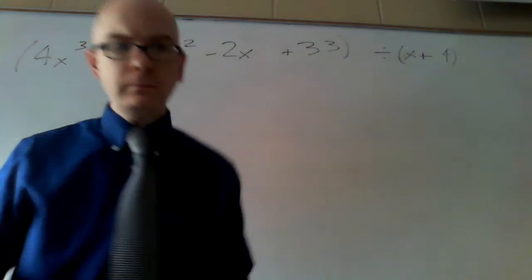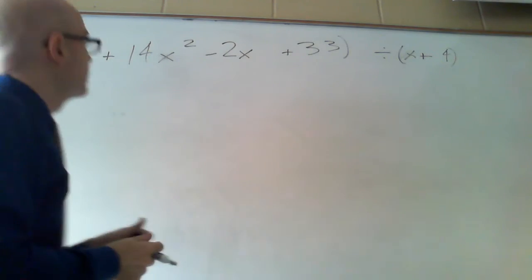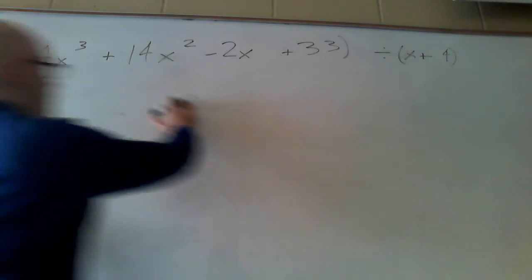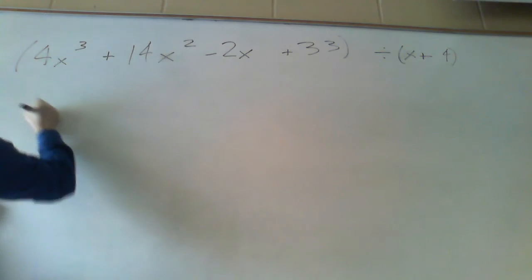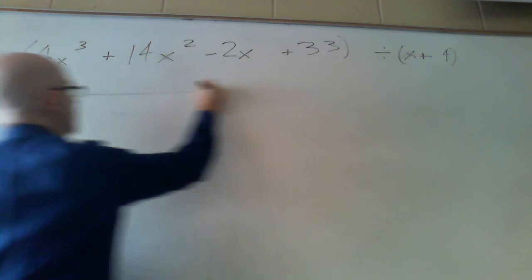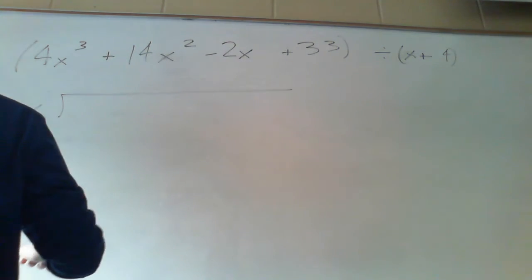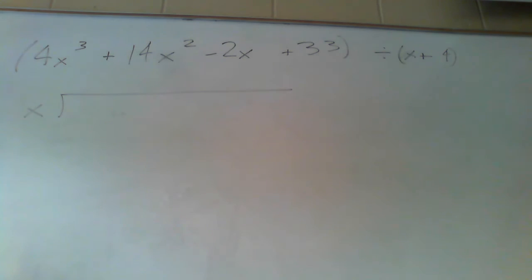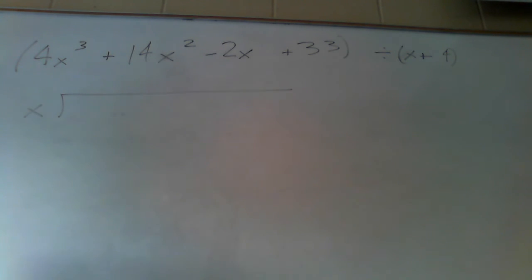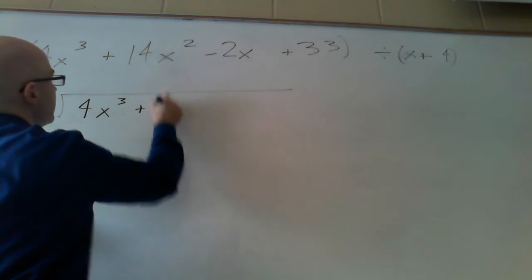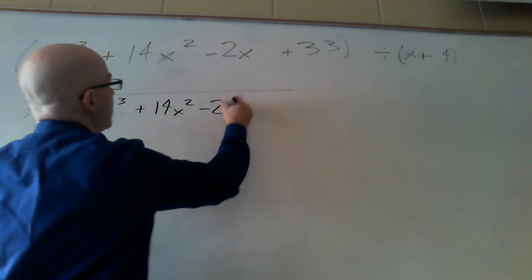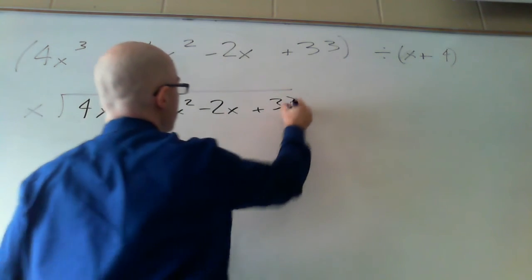All right. So this is where things get a little bit new. So I've got this polynomial here, and I'm dividing the quantity x plus 4 into it. So I'm going to set this up as I would in an old school division problem that you may remember from your days in elementary school. So I've got 4x cubed plus 14x squared minus 2x plus 33.